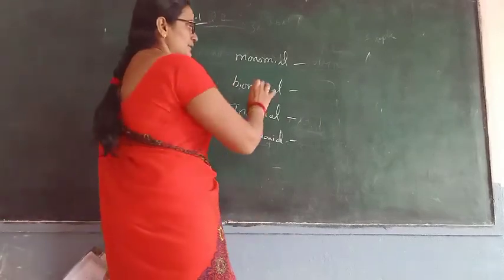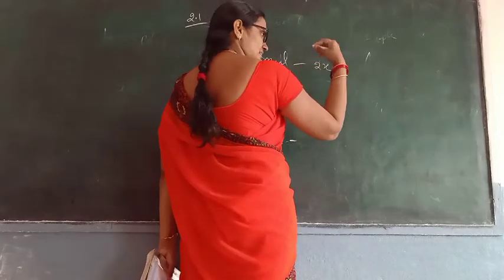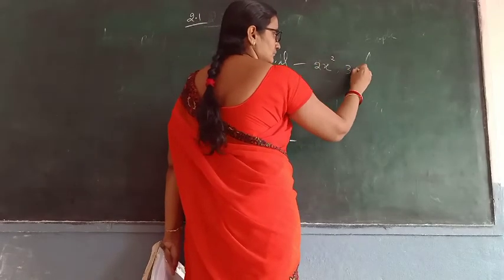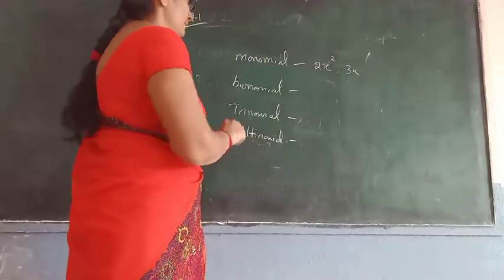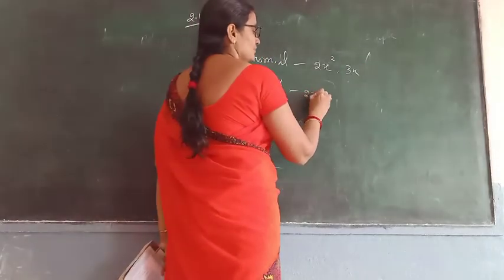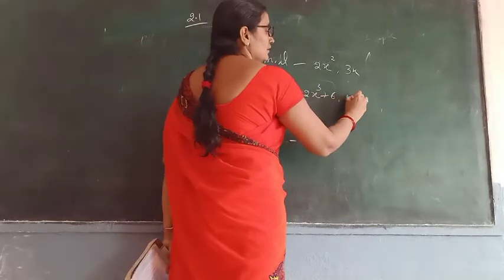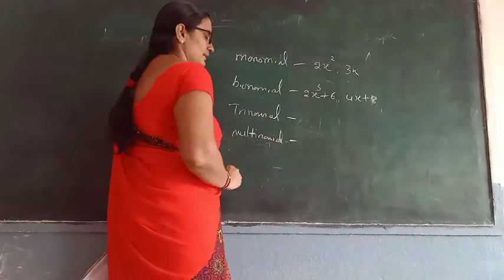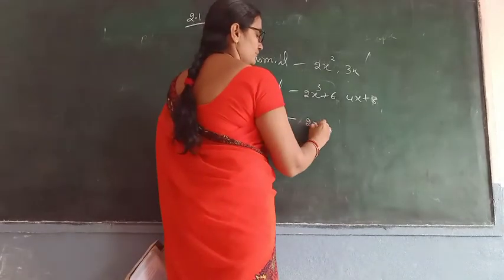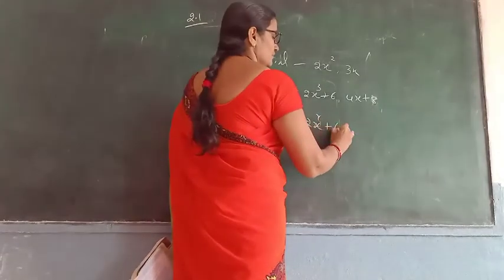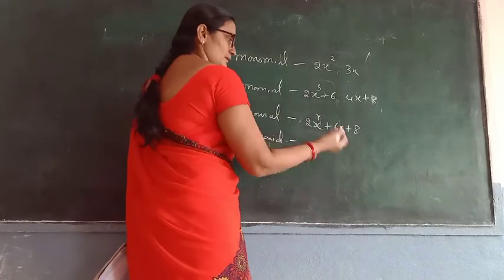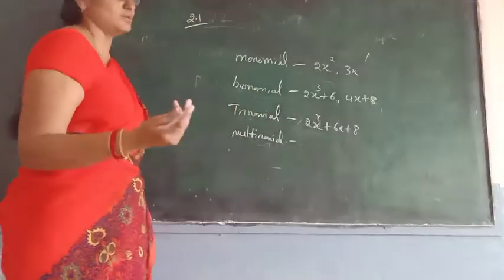Monomial means the number of terms is one only. Next, binomial. If the number of terms is two, then it is binomial. Trinomial. If the number of terms is three, then it is trinomial. Multinomial means the number of terms is more than three.